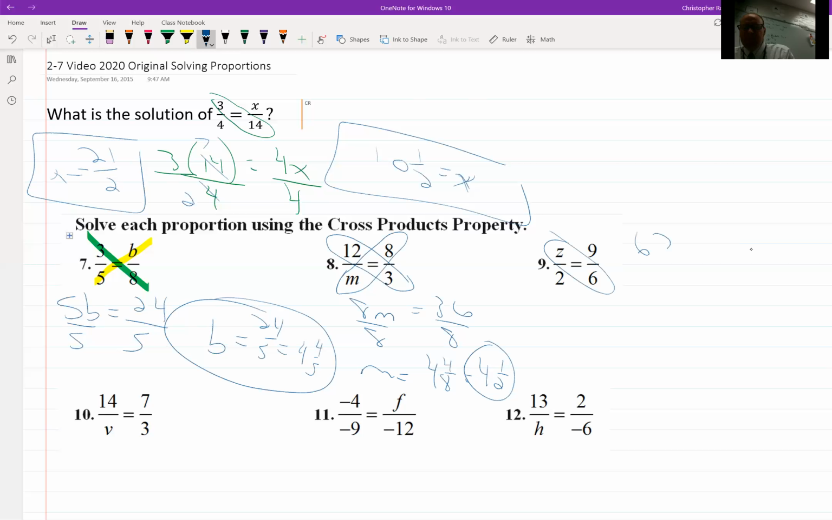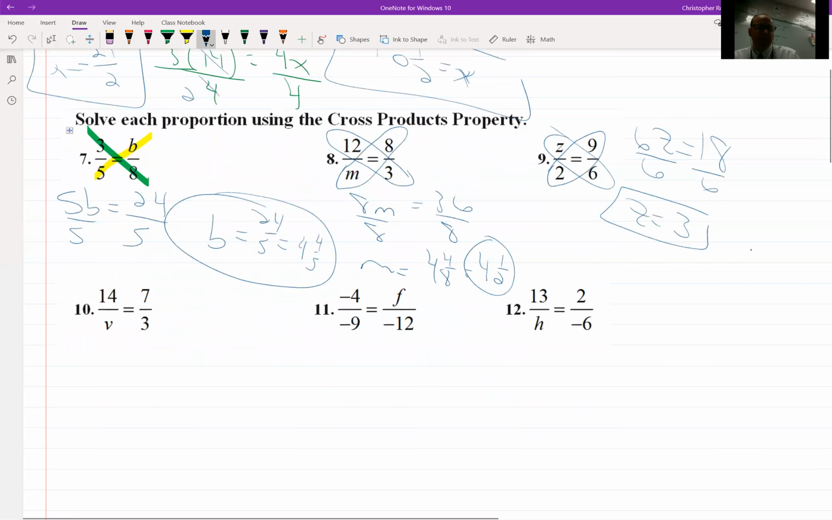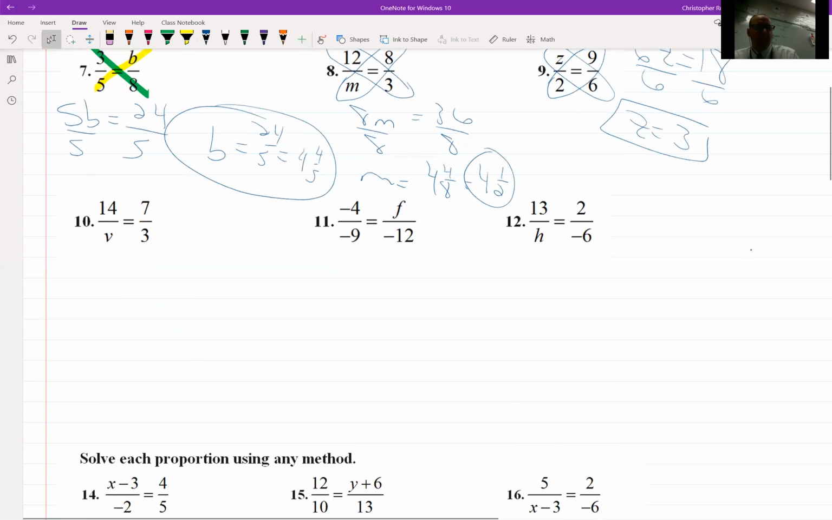So 6z, we're going to cross multiply. Look at this one, it's going to be nice, right? And divide. So we end up with z equals 3. So you can see the same thing over and over. I see in the second row we have some of the same stuff, except we're going to end up dealing with some negatives here in 11 and 12 as well.